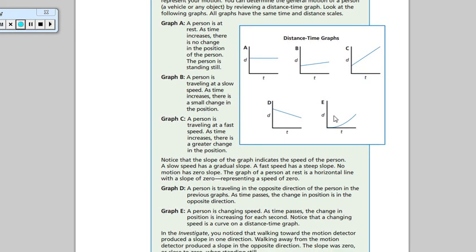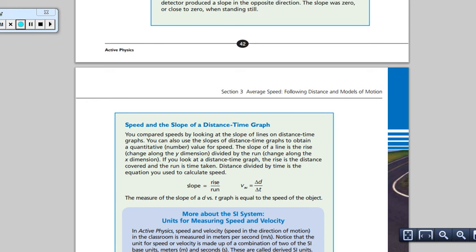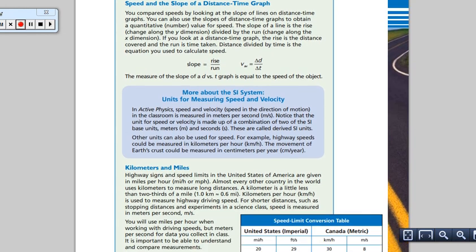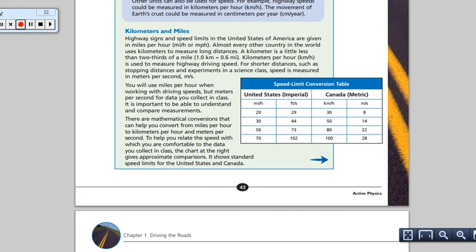Here they just go over some of the different representations. Make sure you do know how to interpret these graphs; you should be able to understand what this person is doing. If distance is not changing over time, we know that the person's not moving, or the slope of the line indicates how fast the person is going and in which direction. And again, it's just going over the graphing that I talked about in previous presentations.